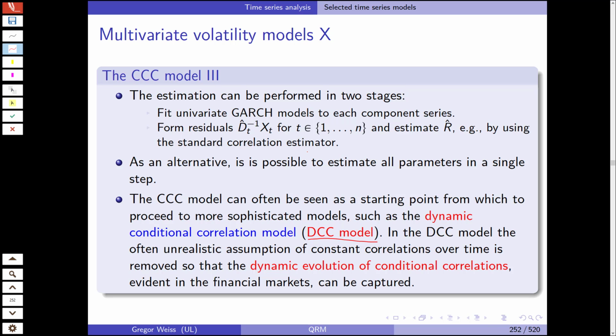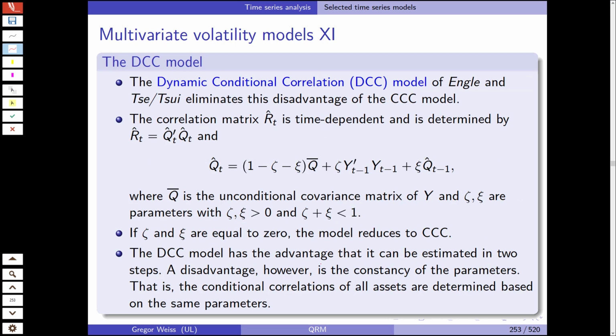That's one alternative, but again, in practice, I would guess one would often rather use the dynamic conditional correlation model, or the DCC model. Now, in the DCC model, the unrealistic assumption of constant correlation is dropped, and you rather have a dynamic evolution of conditional correlations, which is also evident in most financial data series. So what's in the DCC model of Engle and Sheppard?